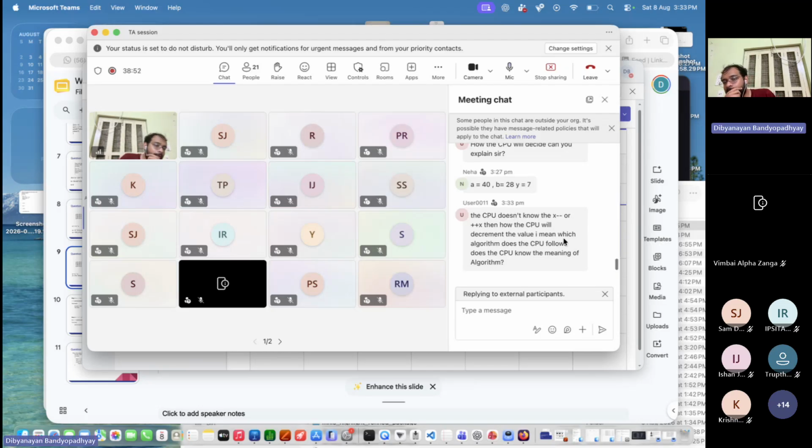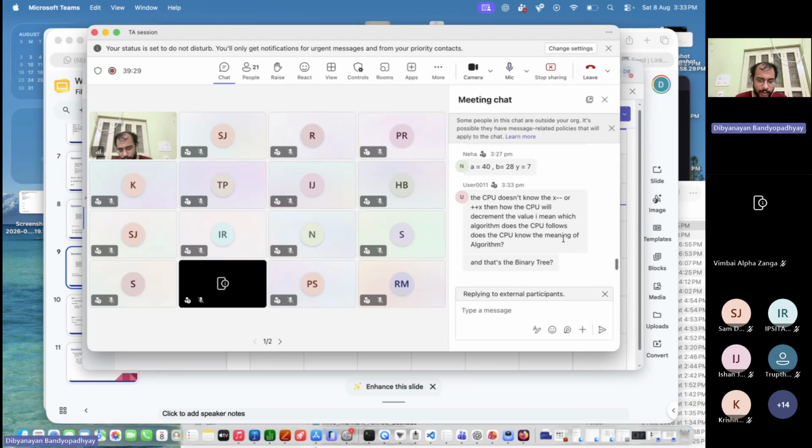Yeah, CPU doesn't have to know the x minus minus or plus plus x. Okay. So it actually sees the value, it parses the thing. There is a thing called parser. Based on the parser, it parses the value and makes a tree. And based on the tree, it evaluates from left to right. There is a thing called pre-order traversal. It does the pre-order traversal of the tree, and then it pushes the value in the stack. And based on the value in the stack, it pops the things and does the operation one by one. Okay. So the CPU doesn't have to know anything. It is following an algorithm.